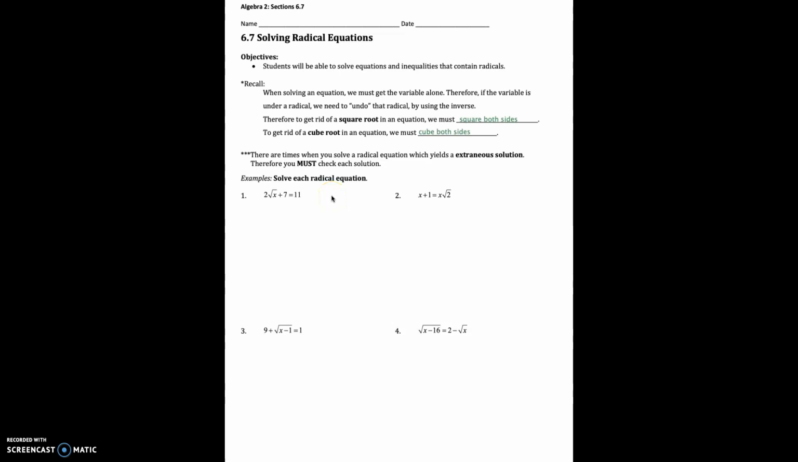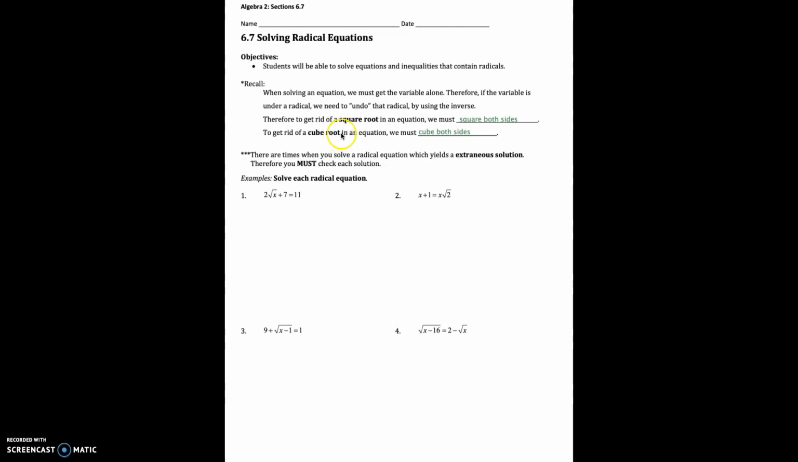So we're going to work on a topic that you know a little bit about already, solving radical equations. So we did this with square roots. To undo a square root, we have to square both sides. I have that filled in already here. And when we're getting rid of a cube root, we have to now cube both sides because a cube and a cube root are inverse operations.